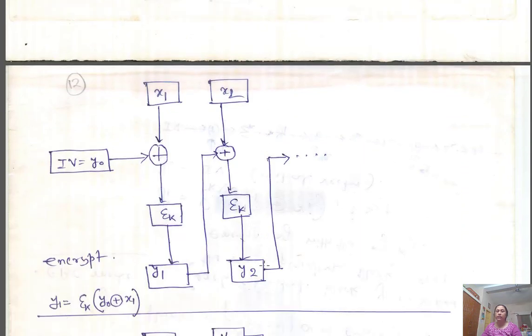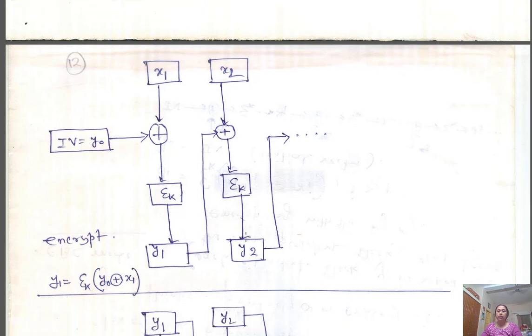So pictorially, it works in this way. Your initial Y0 is the initial vector IV, and it is XORed with X1, the first plain text block, and then passes through the encryption box. You get Y1. Then this Y1 is XORed with X2, and you get encrypted. You get Y2 like that. So this way you generate.